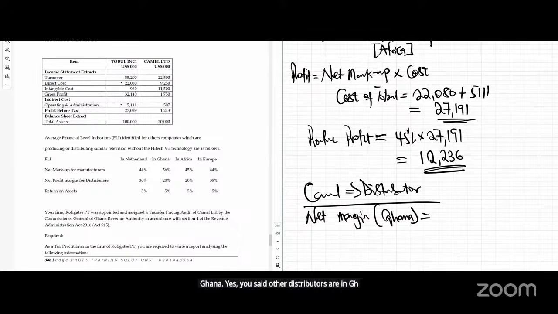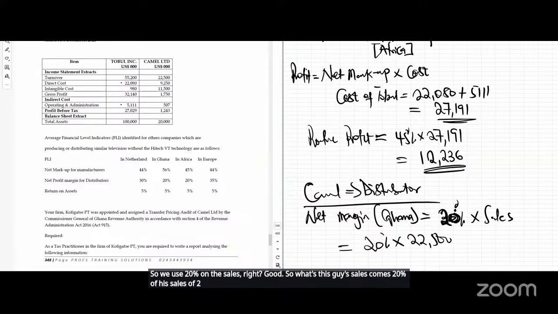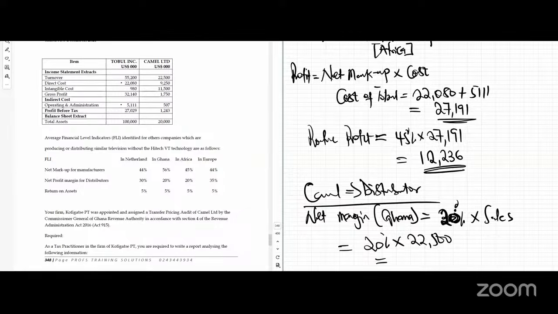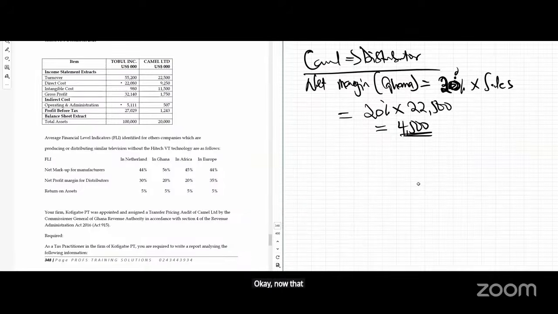And in Ghana, net margin was what? 30. No, 20%, sorry. 20%. So we use 20% on the sales, right? Good. So what's this guy's sales? 20% of his sales of 22,500, which is how much? 4,500, right? Good. Okay, now that you have that 4,500, you now have their routine profits. So let's get their residual profit, right? Residual profit, yes.